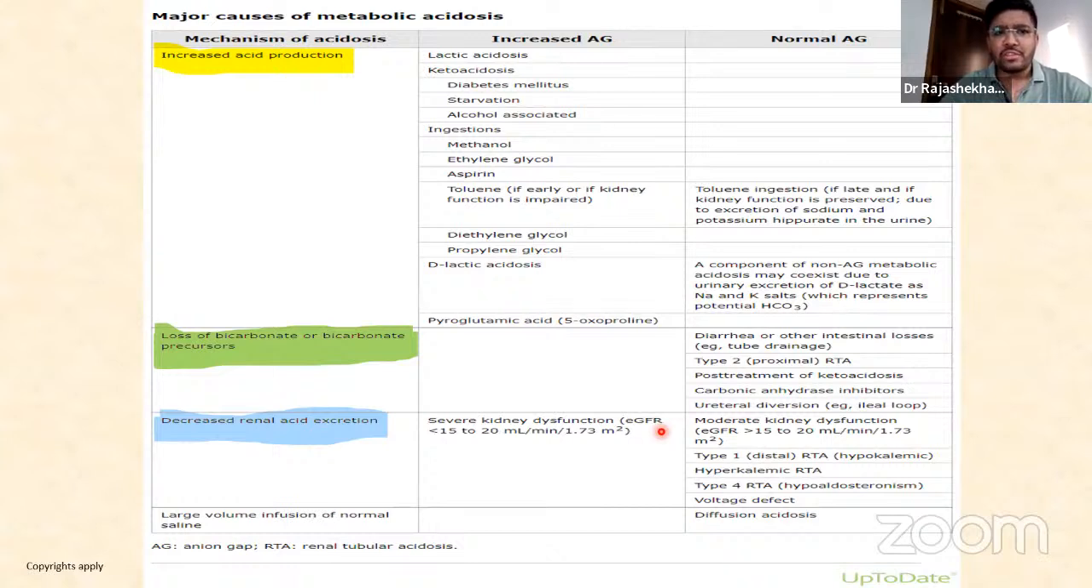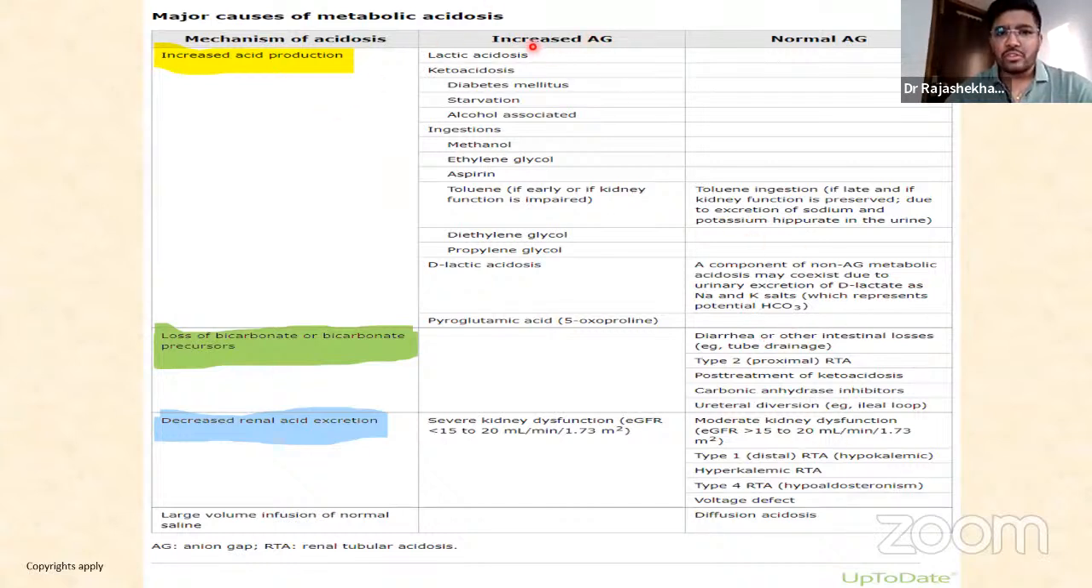To have a metabolic acidosis in your body, we need to have three major abnormalities. Either there is an increased acid production in the body, or the loss of bicarbonate, that is an alkali, from the body, or the kidneys cannot excrete the acid which is normally produced in the body. The most common is usually the increased acid production. If you remember, the most common causes of the increased anion gap are usually the increased acid production in the body. Whereas in case of normal anion gap metabolic acidosis, the most common causes are either loss of bicarbonate or decreased renal acid excretion.